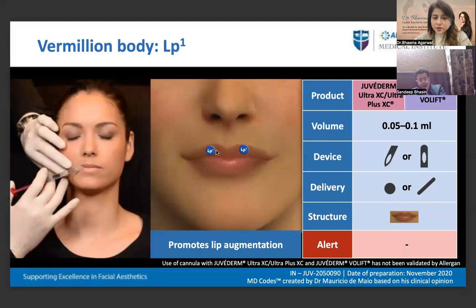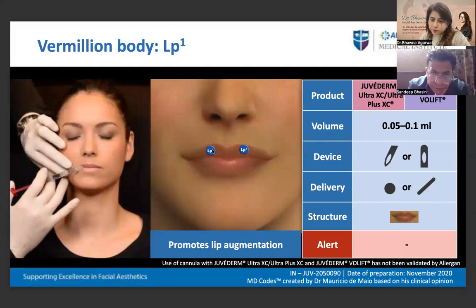So that's why I'm saying you will need 1 thread over here. When this is the insertion point, you can either do linear threading, which is the safest and the best, or you can do very little fanning. But with fanning, there are more chances of hitting the artery.